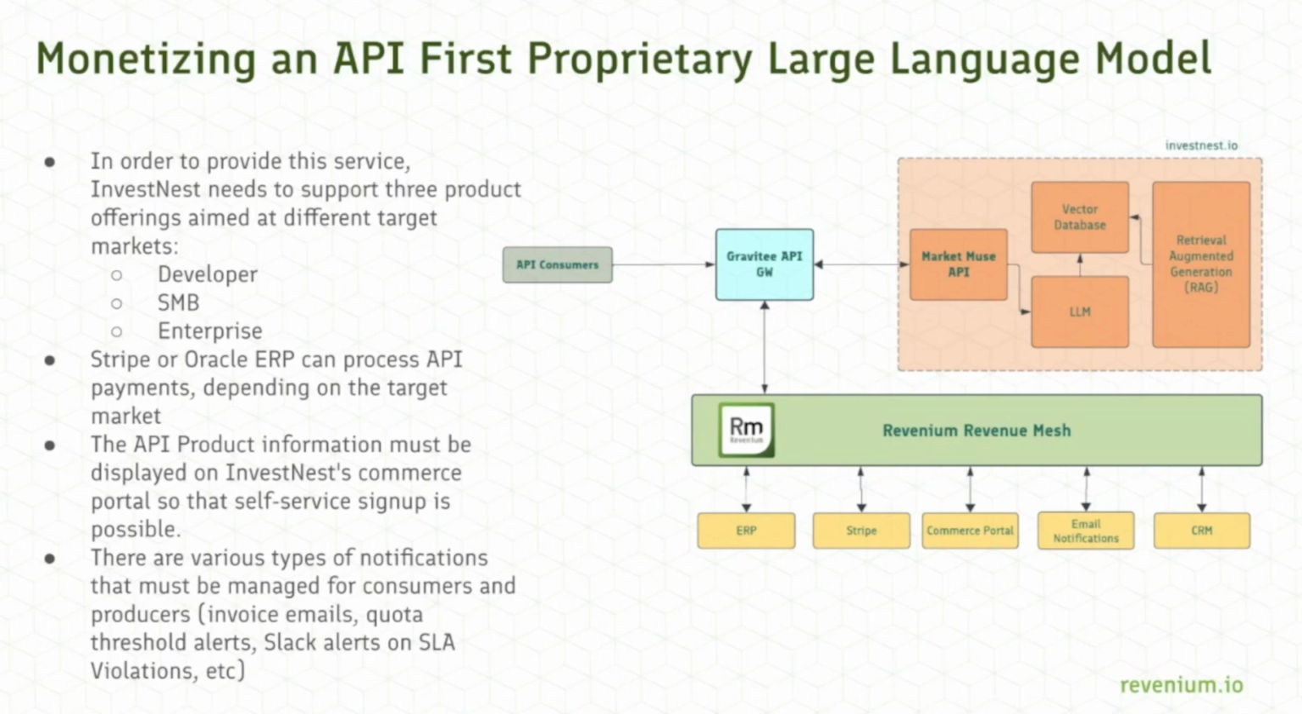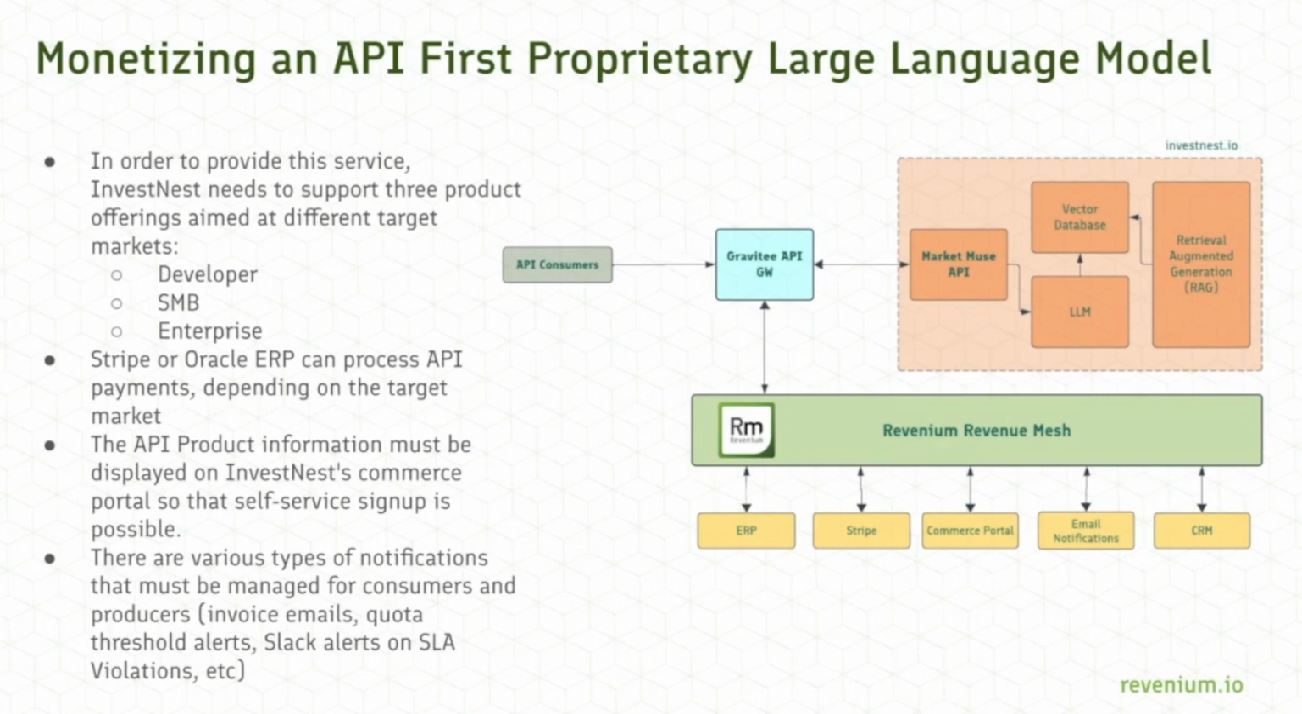And then finally, there's a variety of notifications that InvestNest needs to consider for people signing up for their API offerings. So obvious ones are things like invoice emails. Depending on the settlement period of a particular API product, they need the ability to send invoice PDFs as well as receipts to different customers. They also need the ability to notify their customers if they're approaching any kind of threshold in terms of the license they've agreed to when they've signed up for access to the productized API.